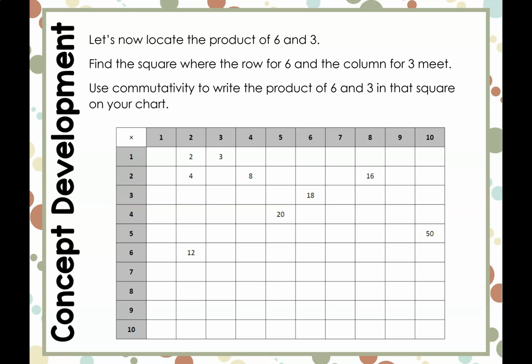Okay, now let's locate the product of 6 and 3. So now put your finger on row 6 and column 3. Slide your fingers until they meet. So I'm carrying it over to column 3, and then I'm dragging my finger down until it gets to row 6. Okay, but we don't have the answer written down for that one, but hold on a second.